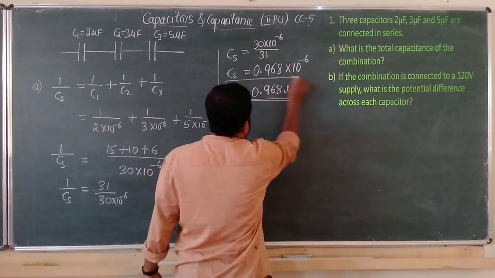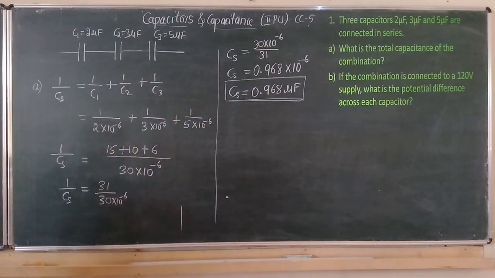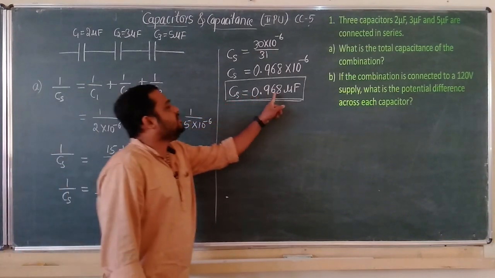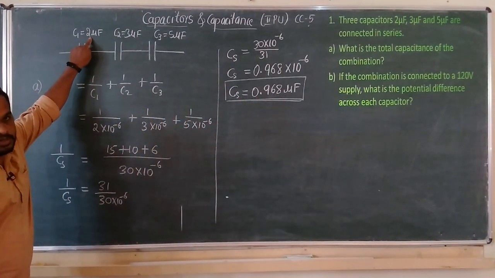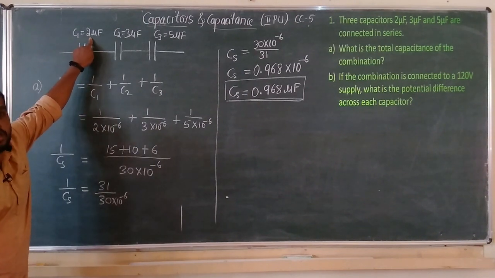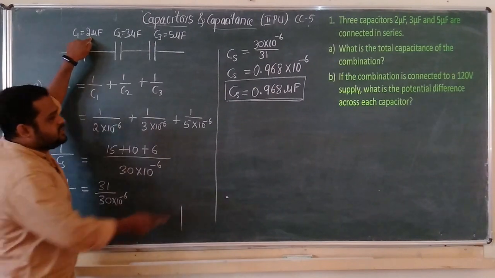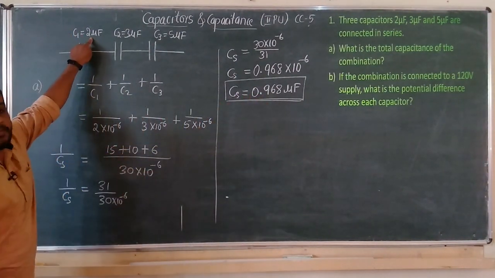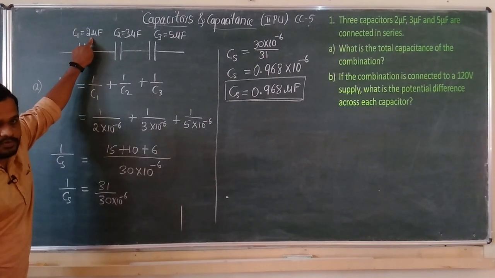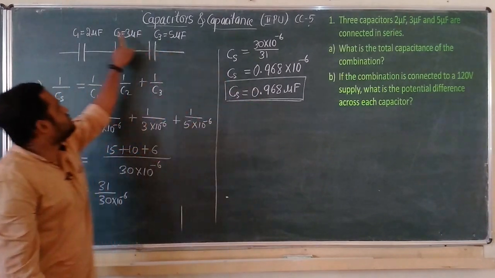If you observe the effective capacitance of the combination, it is equal to 0.968 microfarad, which is less than this 2 microfarad. Always in case of series combination, when a number of capacitors are connected in series, effective capacitance will be less than the minimum value of capacitance used in the combination. 2 microfarad is the minimum value, effective capacitance will be less than this.